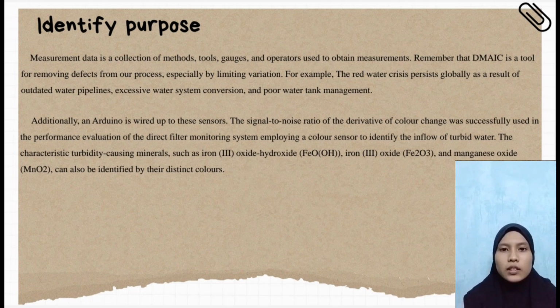turbidity of filtered water. The direct filter monitoring system can be used to manage water filter and maintain safe water supply in apartment complex. The system has the potential to improve drinking water quality by detecting turbid water inflow. The system can be used widely to manage water filter and maintain safe water supply in apartment complex.